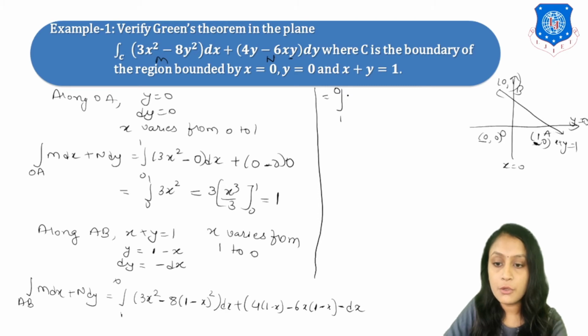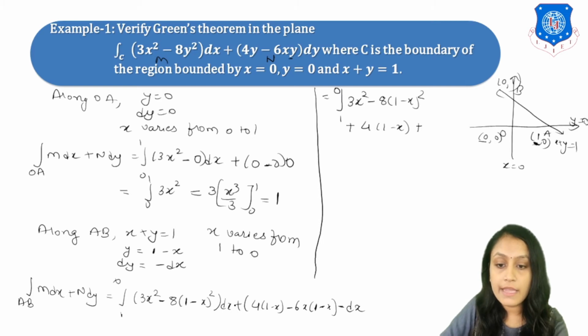So what will you get here? Integration 1 to 0 of 3x square minus 8 into (1 minus x) whole square, plus 4 into (1 minus x) as it is, plus now if you multiply the minus over here, this minus minus will become plus, and multiplying 6x inside, we get 6x minus 6x square. So 6x minus 6x square dx. Now we have to integrate this.